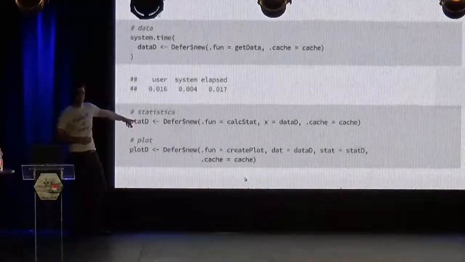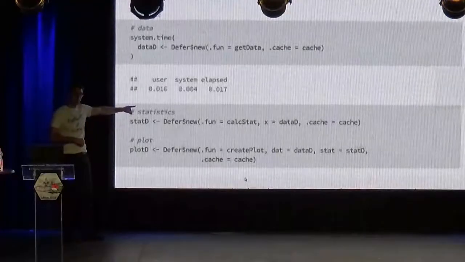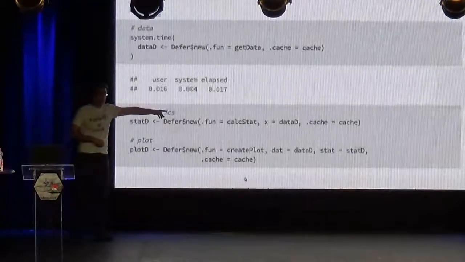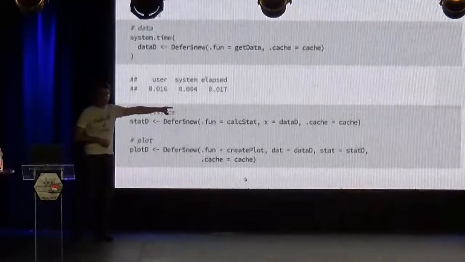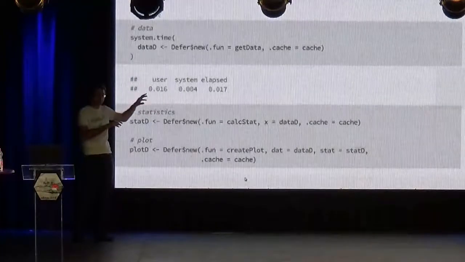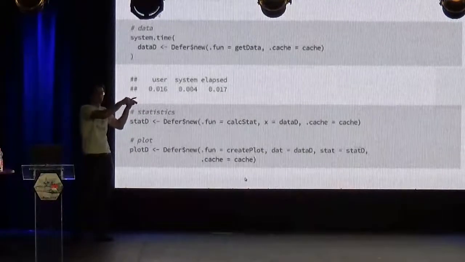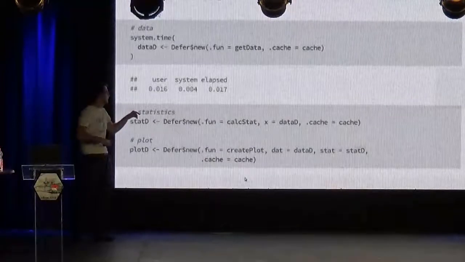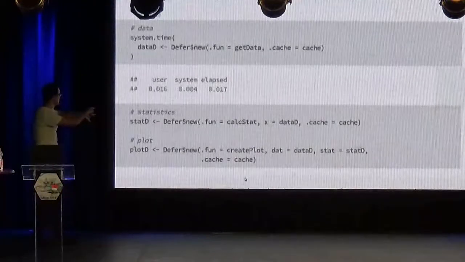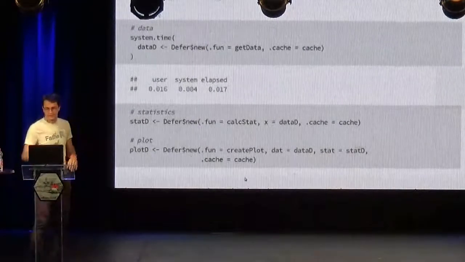We also define a deferred object for the calculation. So we just pass the function, which will be this calc statistics. We pass as an x argument the data deferred object. It is not evaluated at all. We just signal that this will be our x argument, the evaluated return value of that deferred object, and the cache. And we do the very same for the plotting function, which has now two arguments, the data and the statistics. So nothing is evaluated at that point.